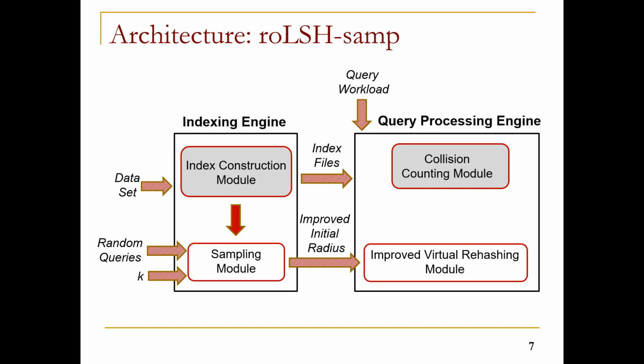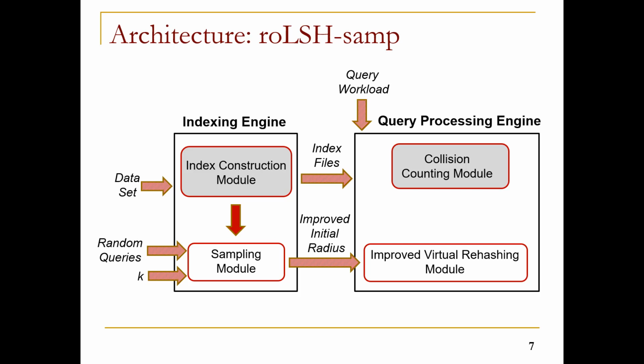We will first explain our first strategy, roLSH-samp, which is based on observation 1. The goal of this strategy is to find a good starting radius instead of choosing the one that existing strategies use to begin. The gray modules in this figure are existing LSH modules that we do not change.